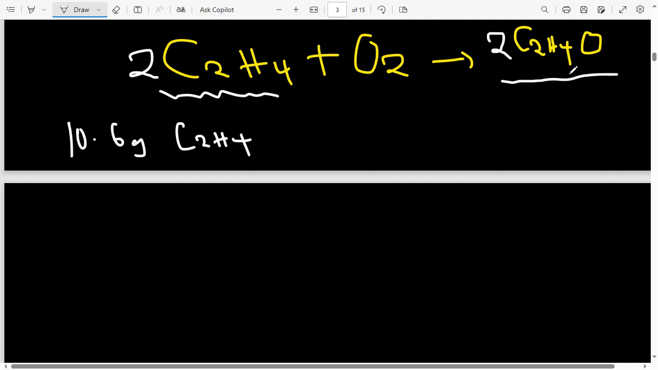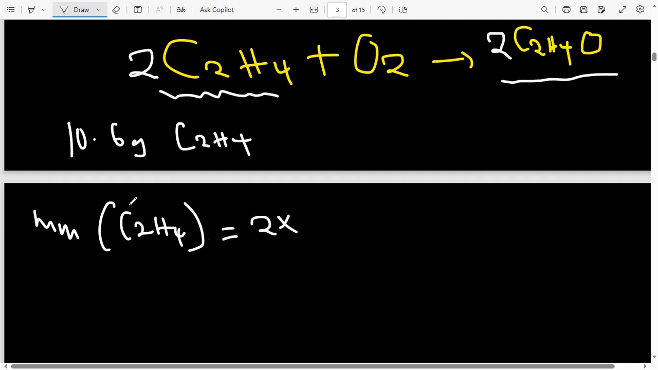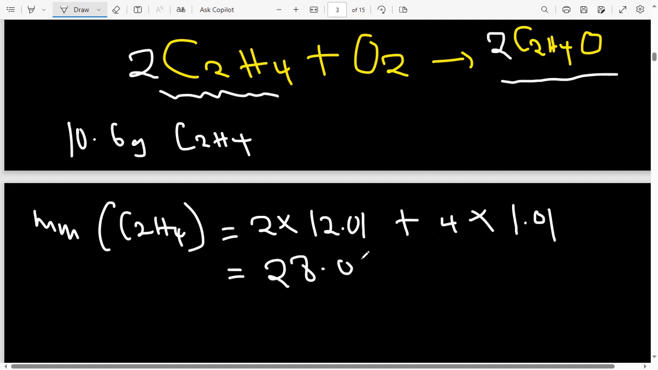So that mass will be our theoretical yield. Now let's find the molar mass of ethylene. This will just be 2 multiplied by the molar mass of carbon, which is 12.01 according to the periodic table, plus 4 multiplied by the molar mass of hydrogen, which is 1.01. Put this into your calculator and see what you get as your molar mass. I'm getting approximately 28.05 grams per mole as the molar mass of ethylene.